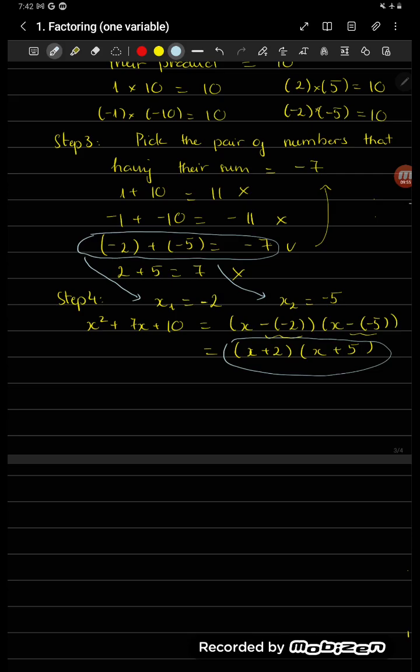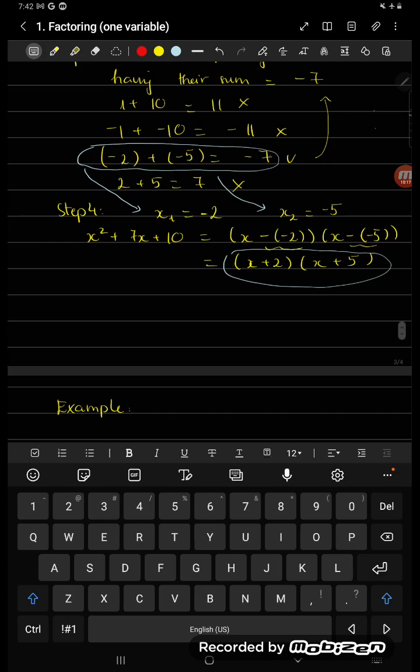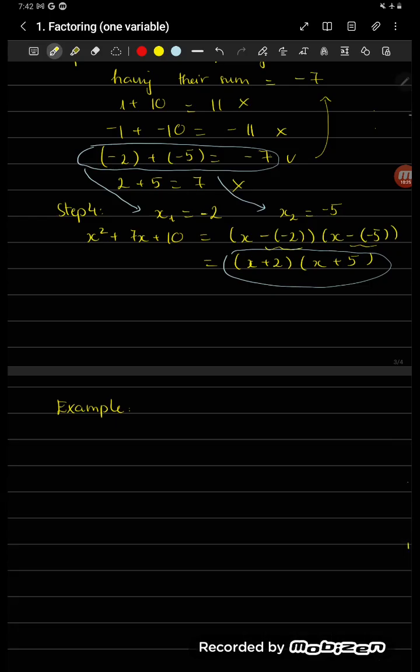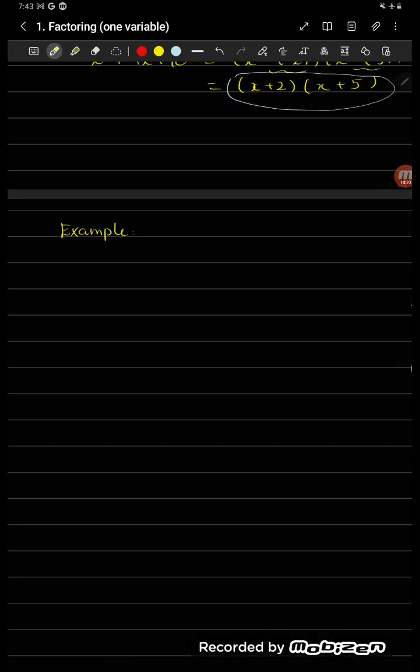So what if we have a higher power, not power 2, but like power 4? So what can we do? Let's take another example with higher power, because the general form we used above is for ax squared plus bx plus c. So what if we have something of higher power, like x to the 4th?